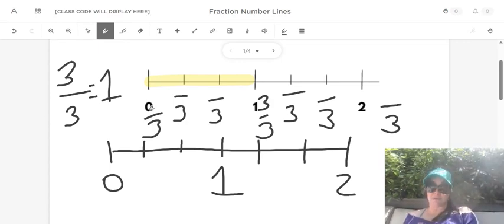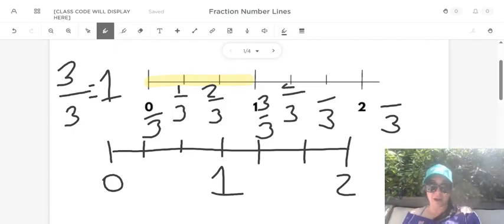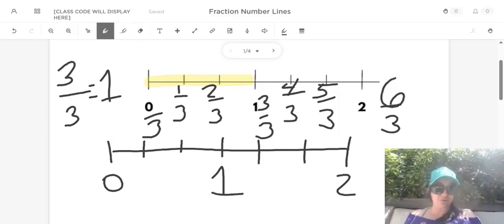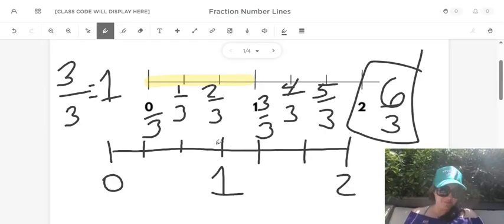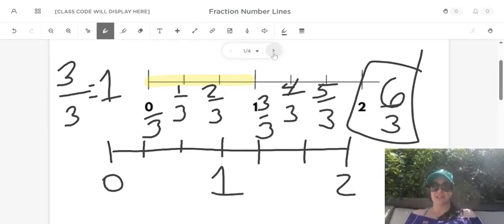This is 0 out of 3. This is 1 out of 3. 2 out of 3. I already have 3 out of 3. 4 out of 3. 5 out of 3. And 2 wholes is going to be equivalent to 6 out of 3. Don't get tricked. If you're looking at a number line and you want to label the fraction number line, look to see where the big 1 is. You are only looking to break up between 0 and 1. Okay, let's go to the next one.